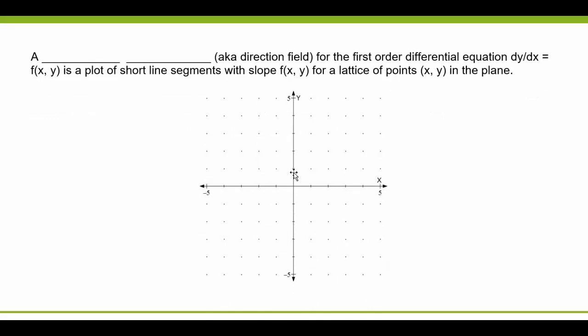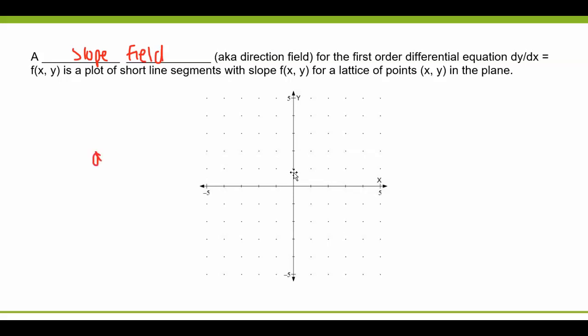So a slope field is essentially the first differential order. So that blank is slope field. A slope field is essentially the first differential order. And a slope field is going to look like a series of segments.